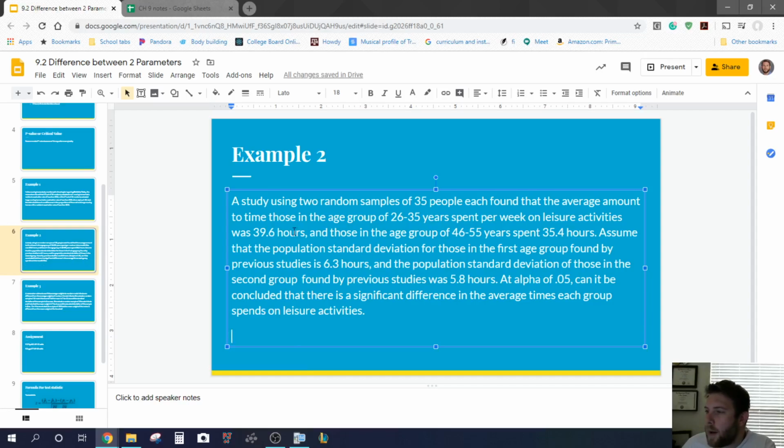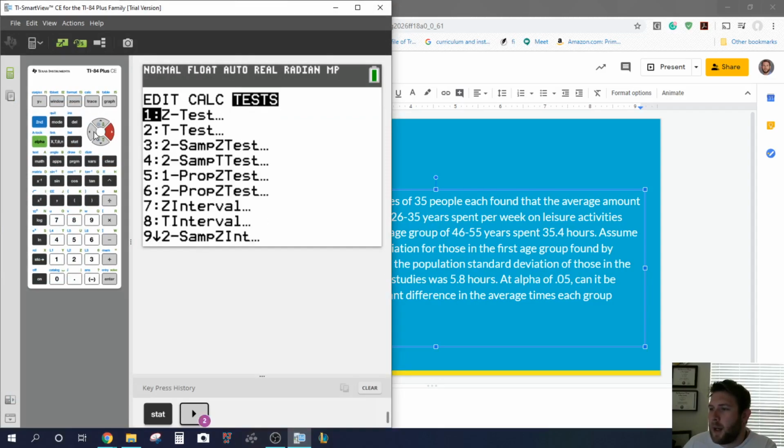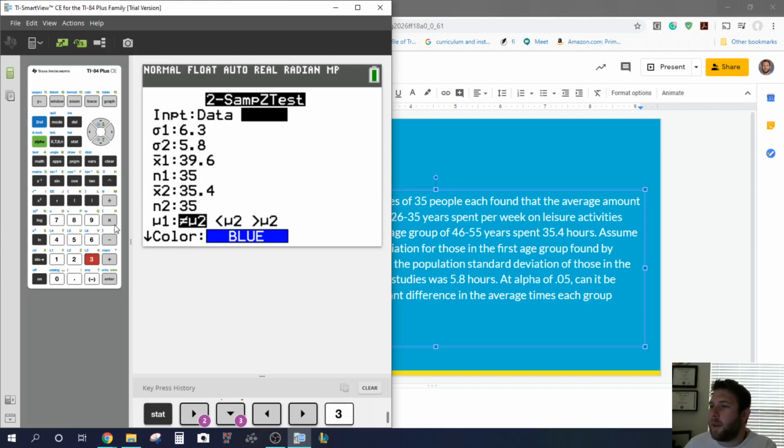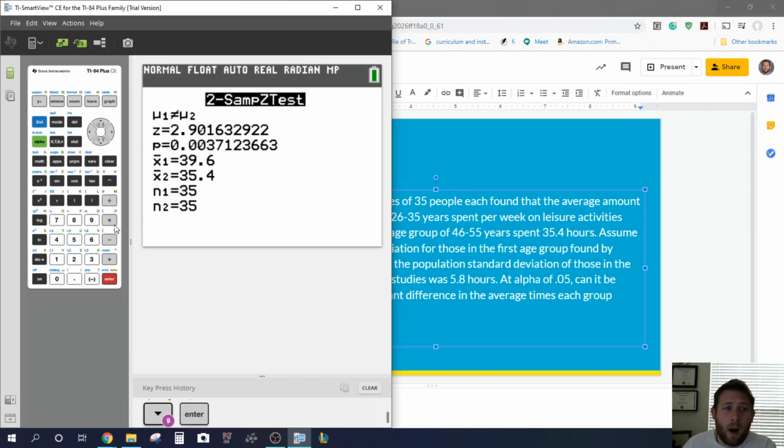Okay, so now to do the test. The test, once again, is very straightforward. You just go to your statistics, go to tests. We are doing a 2-sample z-test, which is number 3. And then you're just filling in the information. And because we did a confidence interval already, it should all be there for us, which is, like I said earlier, very convenient. We just calculate, and then all we're going to be doing here is comparing our p-value to our alpha. And I'm just going to type that interpretation real quick.